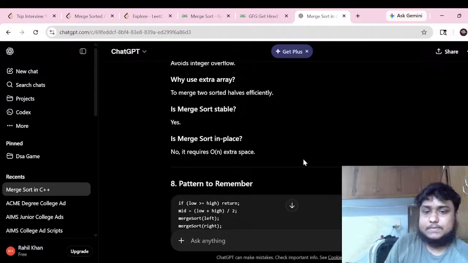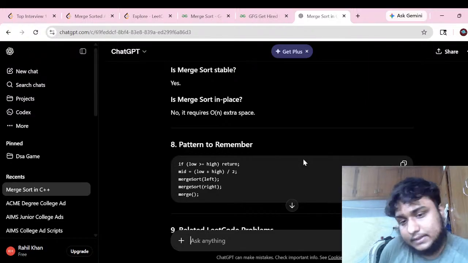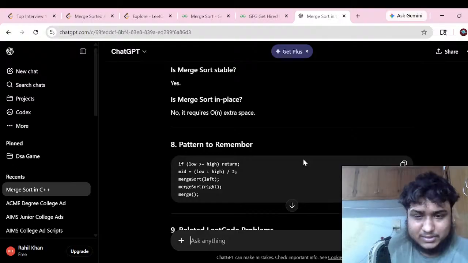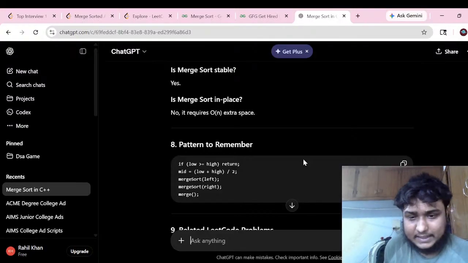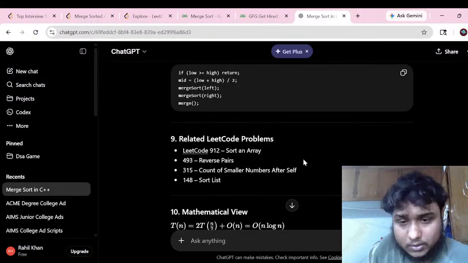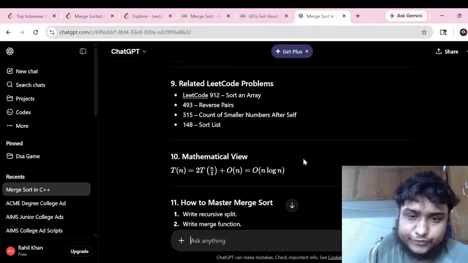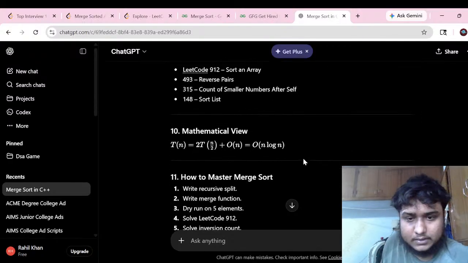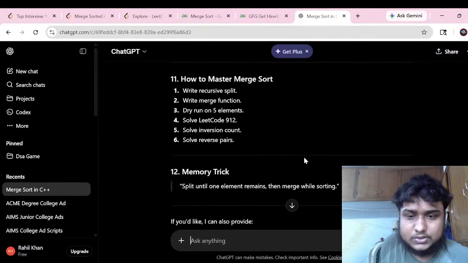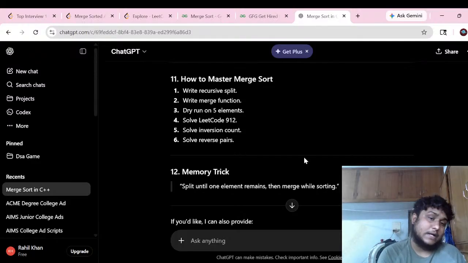Pattern to remember: if low is greater than or equal to high, return. Mid equals low plus high divided by 2. Merge sort left, merge sort right, merge. Related LeetCode problems: sort an array, reverse pairs, count of smaller numbers after self. Mathematical views. Let's do, bro, let's do. Memory trick: split until one element remains, then merge while sorting.